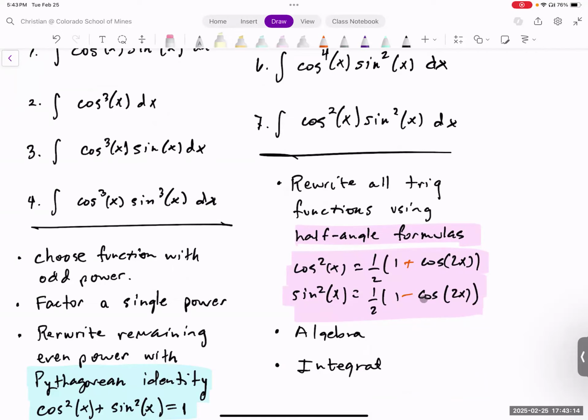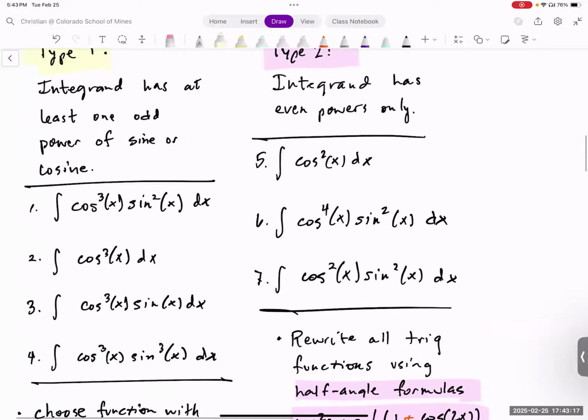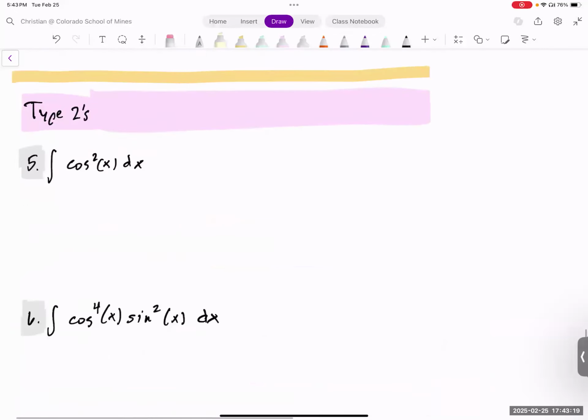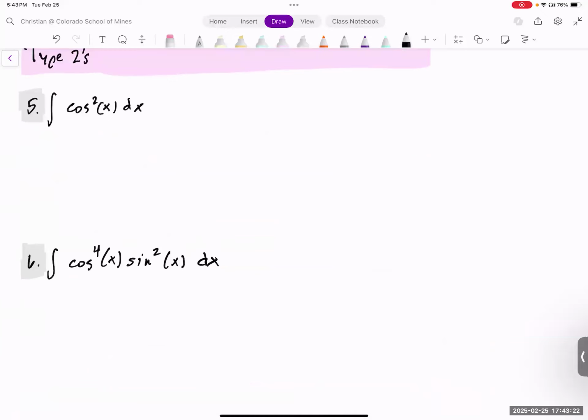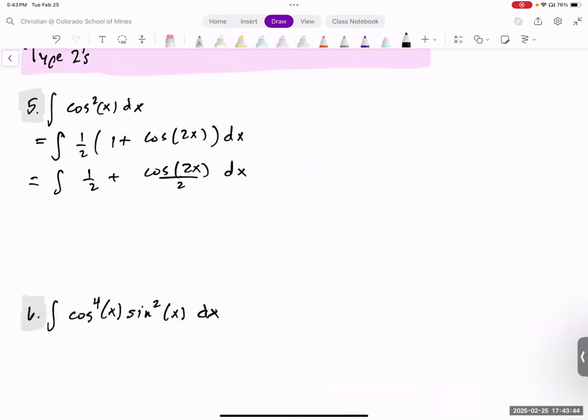The negative version, because cosine and sine do not match. Okay, let's scroll down here to number 5. Cosine squared. If we write it with the half angle formula, that's 1/2 (1 plus cosine 2x) dx. You can either bring the 2 in, maybe let's do that: 1/2 plus cosine 2x over 2. And we can integrate each term. So this would be 1/2 x plus sine 2x divided by 4 plus C.